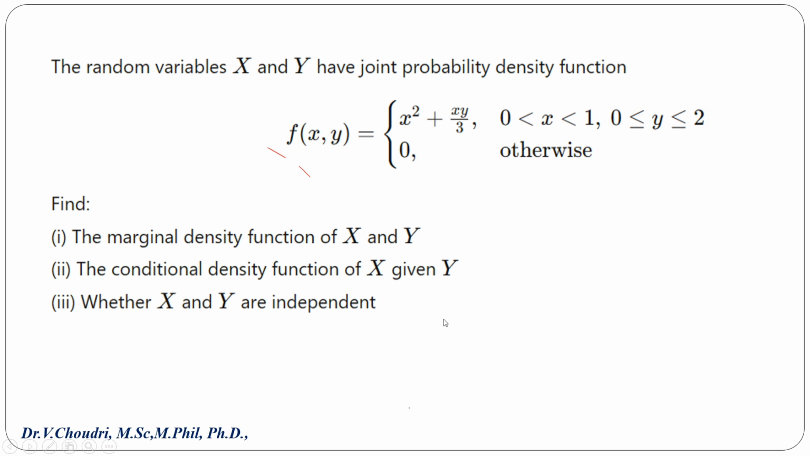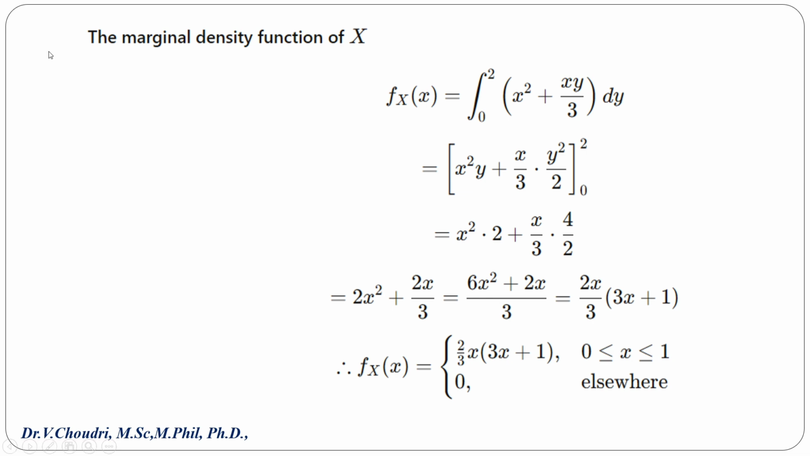Okay, so let us see one by one. So what is the region? 0 to 1 and 0 to 2, a rectangular region. So the joint density function exists only in this rectangular region. See, first the marginal density function of x, f of x.